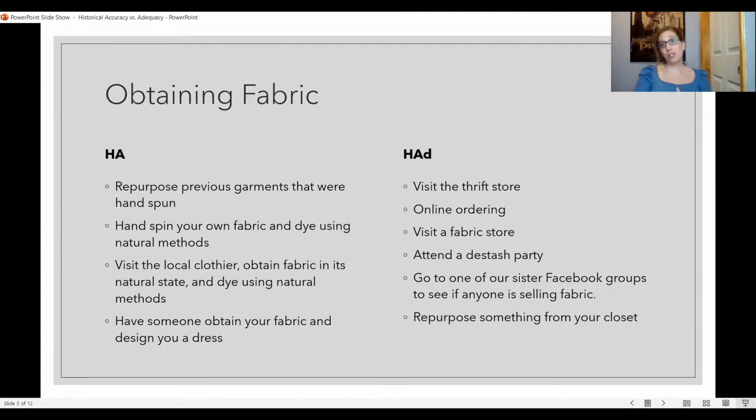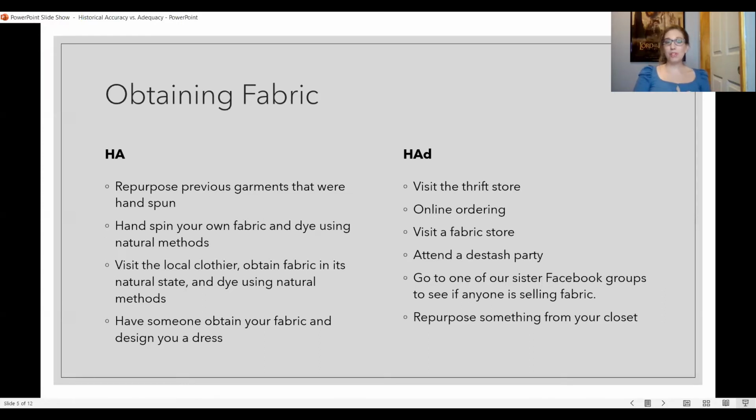Whereas historically adequate, you could visit the thrift store. You can order online, visit the fabric store, attend a de-stash party, go to one of our sister Facebook groups and see if anyone is selling fabric. Shout out to our sister Facebook groups. Or you can repurpose something from your closet that is not necessarily historically accurate to begin with and make it look historically adequate. So there are ways to do this.